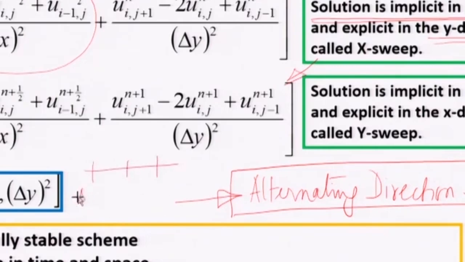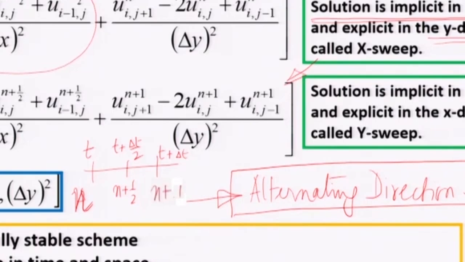So, we have the nth time step here, the n plus half time step here, and the n plus half time step here. So, this corresponds to t, this to t plus delta t by 2, and this to t plus delta t. So, here these values correspond to t plus delta t by 2, which is the n plus half time step.